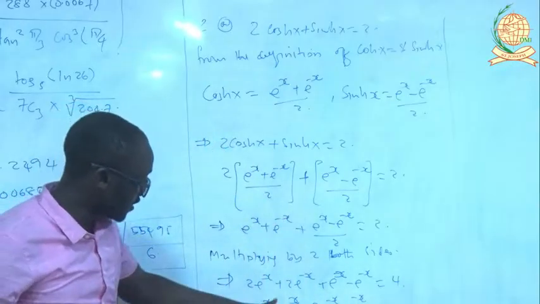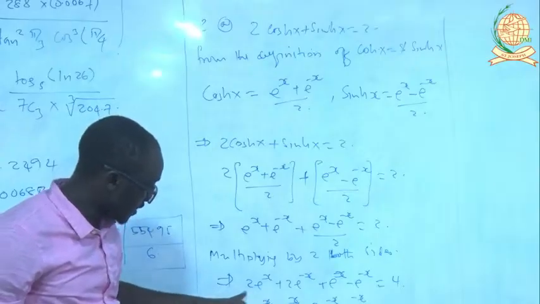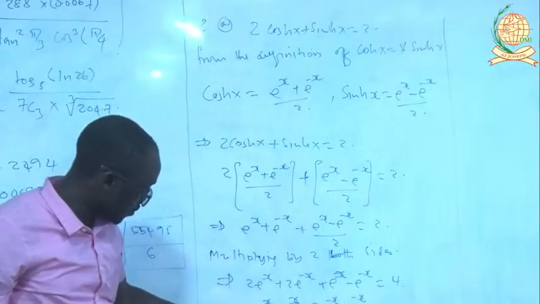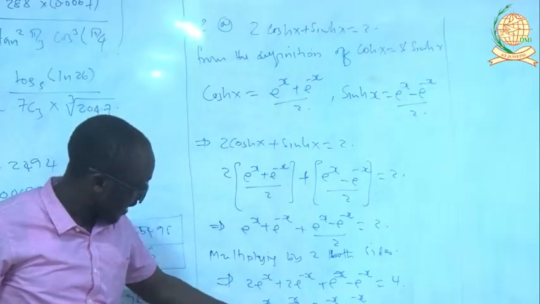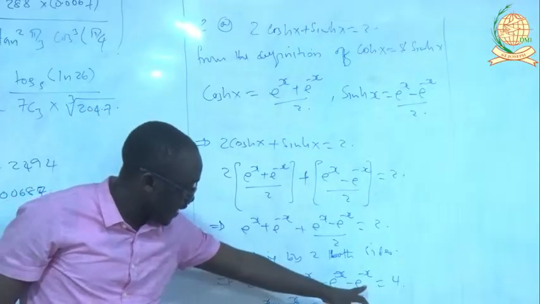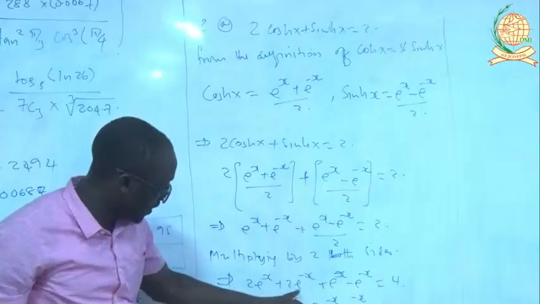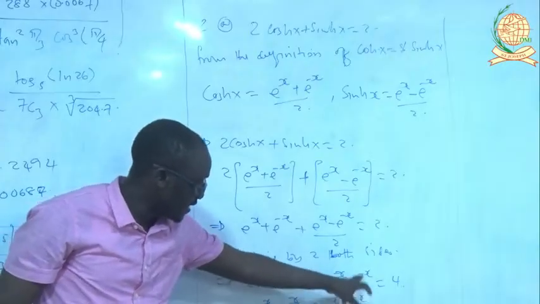I have rearranged this equation. I'm combining this e^x with e^x. That's why I took 2e^x and e^x. And then 2e^(-x) with another e^(-x) here. So it is 2e^(-x) minus e^(-x) here.